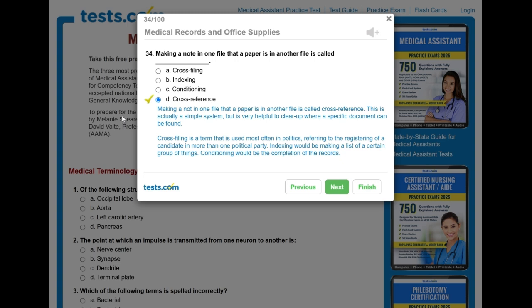This is actually a simple system, but is very helpful to clear up where a specific document can be found. Cross-filing is a term that is used most often in politics, referring to the registering of a candidate in more than one political party. Indexing would be making a list of a certain group of things. Conditioning would be the completion of the records.